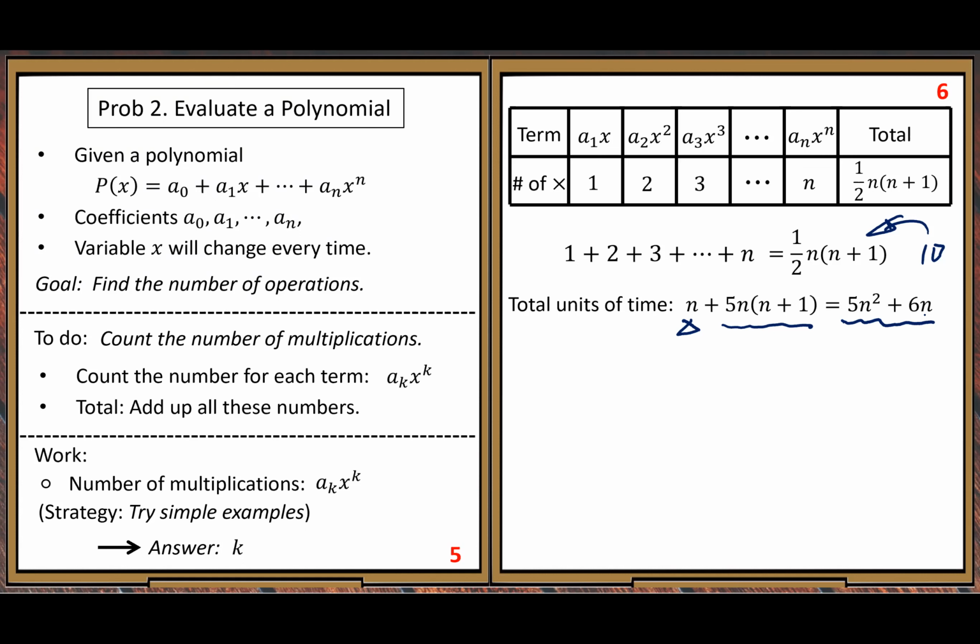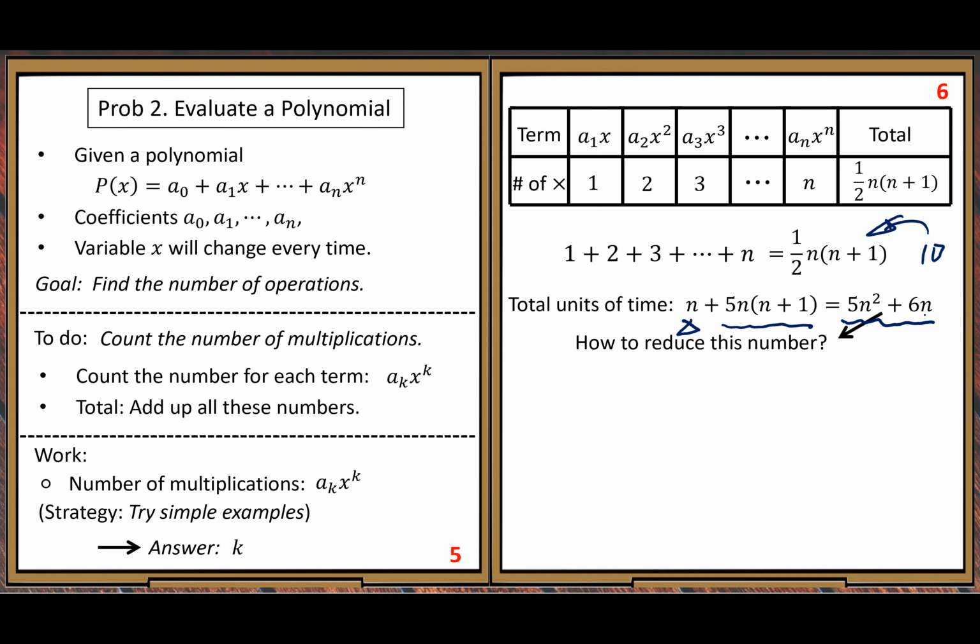First part. Okay, all right. So we know how fast or how slow this method is, but we do not have another method. We need to consider another different way to evaluate a polynomial. Then we can do comparison. So next, we need to consider a different method.